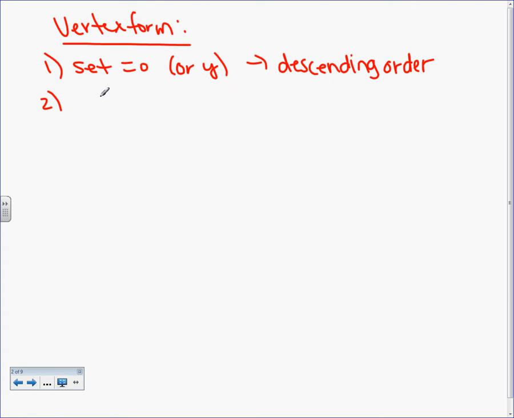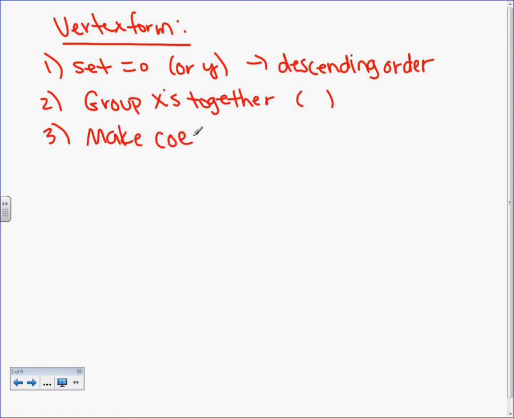Step 2, group the x's together, and you use parentheses when you do that. Again, it's not going to make sense. That's okay, just write it down. Step 3. How do I want to say this? Make the coefficient on x squared a 1.